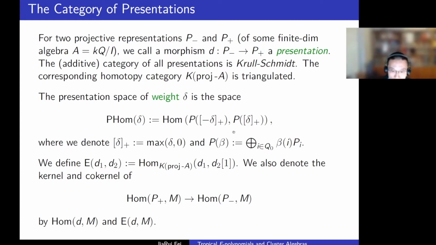Once we have a presentation, we can take Hom with a representation. For this one, I denote the kernel by Hom(D, M) and the cokernel by E(D, M). I think it is very easy to see that this is nothing but the Hom of the cokernel of D with the representation M. Later we will always do the following: we will take the cokernel of the presentation, and the cokernel is in fact a representation.